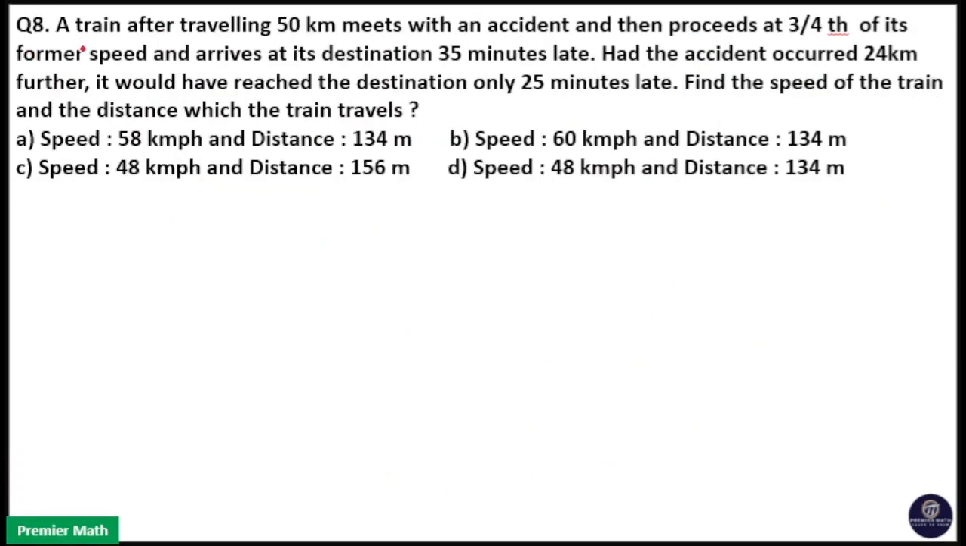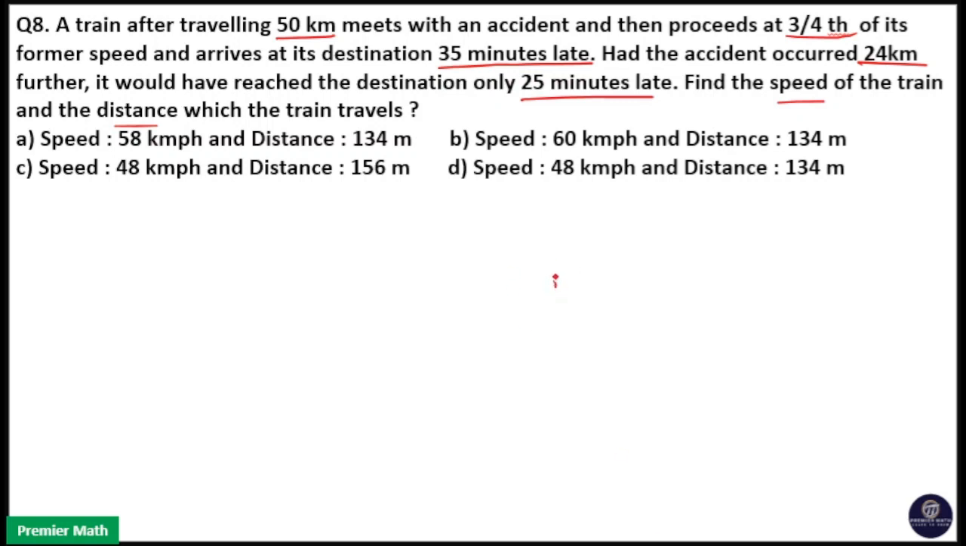Next is question number 8. A train after travelling 50 km meets with an accident and then proceeds at 3/4 of its former speed and arrives at its destination 35 minutes late. Had the accident occurred 25 km further, it would have reached the destination only 25 minutes late. Find the speed of the train and distance which the train travels. So we need to find out the speed and distance here.